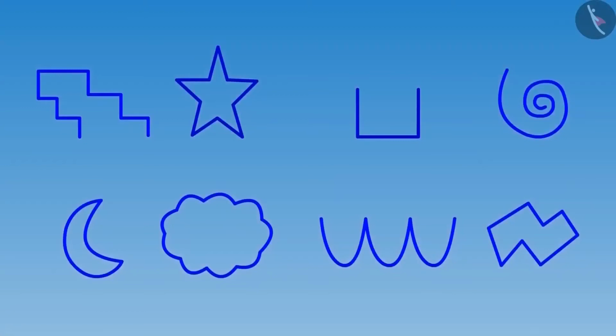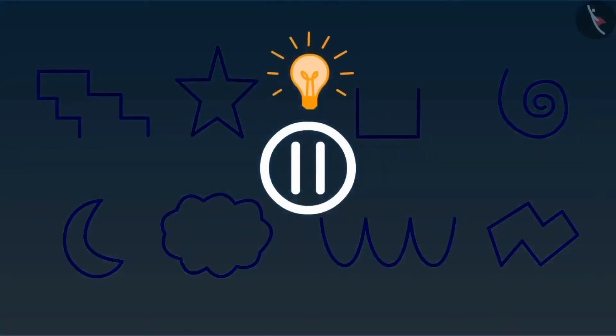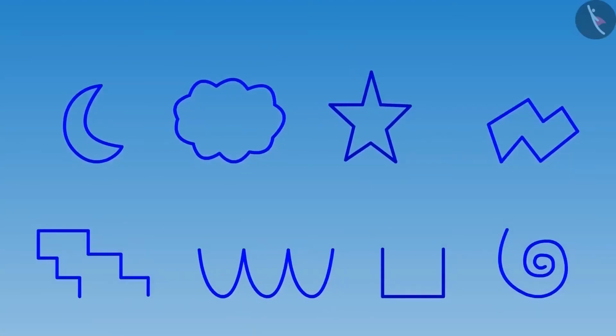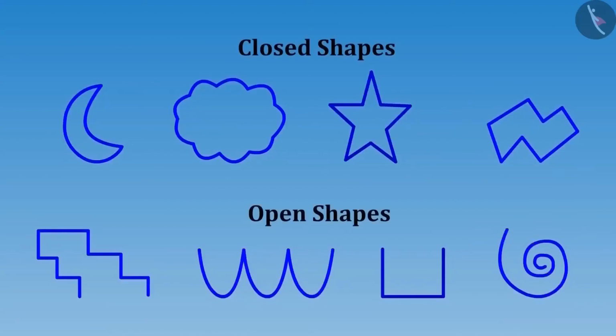Look here, Riva. I have made figures of closed and open shapes. Can you classify them into 2 groups? If you want, you can pause the video here and do the activity. Yes, you identified correctly. These are closed shapes and these are open shapes.